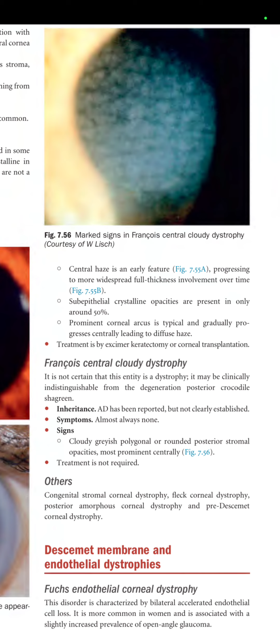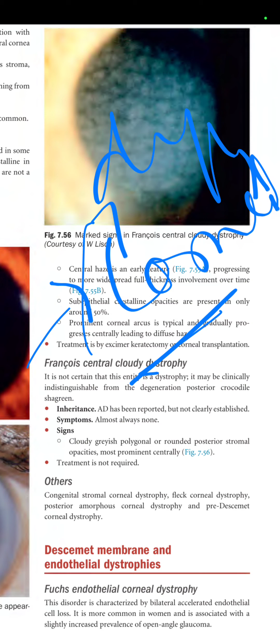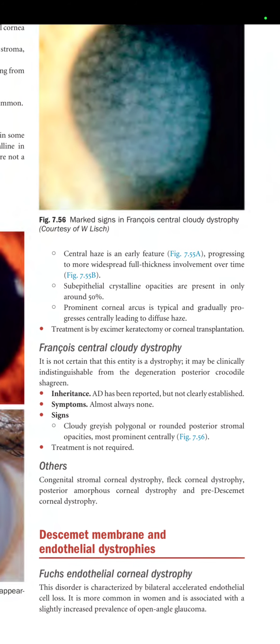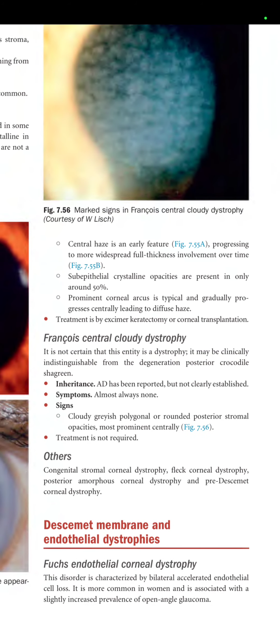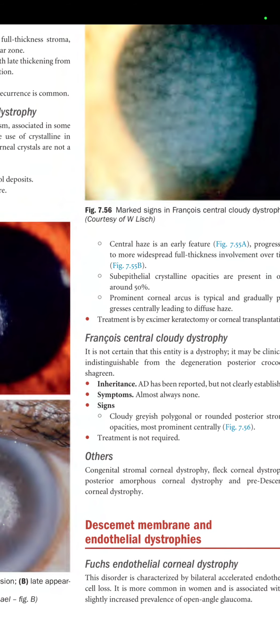So whenever there is a dyslipidemia, you will always think of the corneal arcus. It is very common in the case of the lipid dystrophies. Treatment is by excimer keratectomy or the corneal transplant. So you can always do some corneal transplantation in a case of stromal dystrophy and an excimer keratectomy.